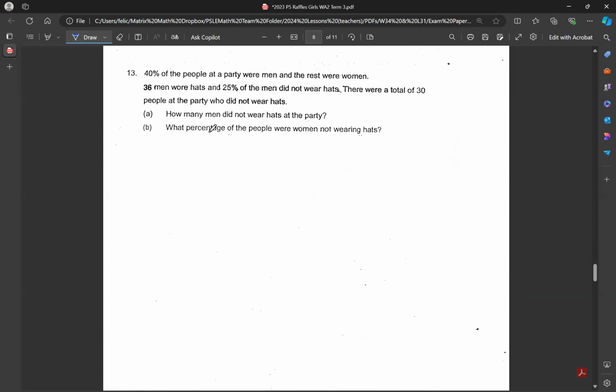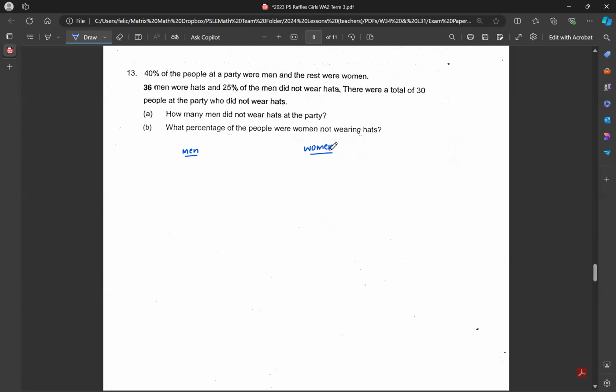All right, so there's quite a bit of information here. You have men versus women. You have those who wear hats and those who did not wear hats. If you find it very confusing to work with the information, maybe you record some sort of data first. You can separate the two groups like that first, men and women, like this.